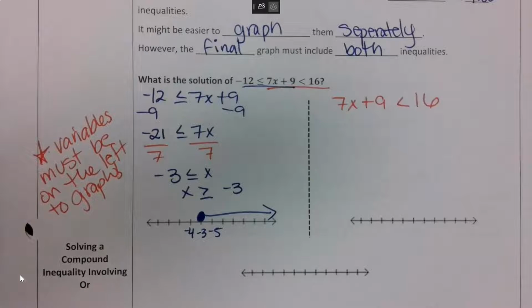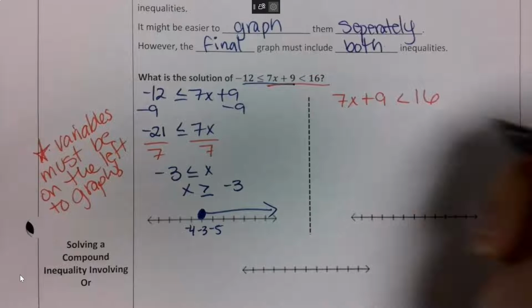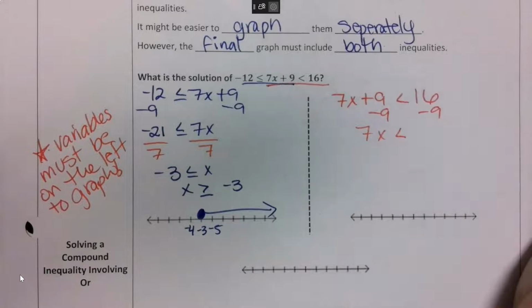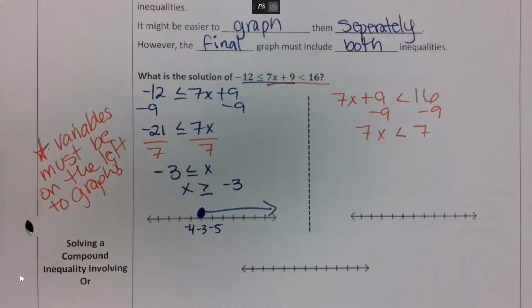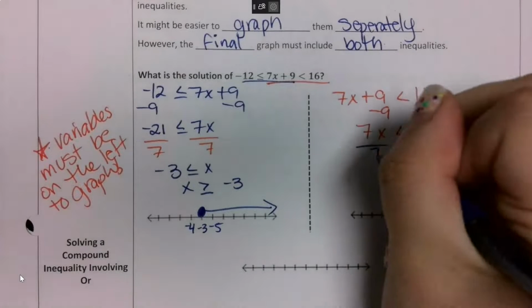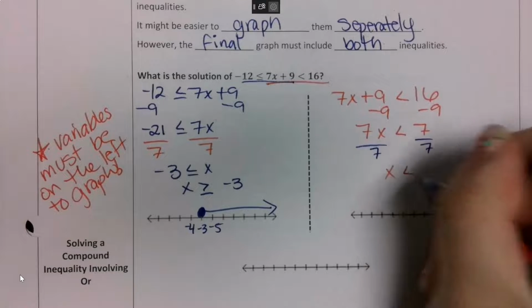So then I want to do the same thing with this one over here. What's the first step to solving? Yep, so I'm going to subtract 9 on both sides. I have 7x is less than, what's 16 minus 9? Okay, then I want to get x alone. What do I need to do? X is less than 1.